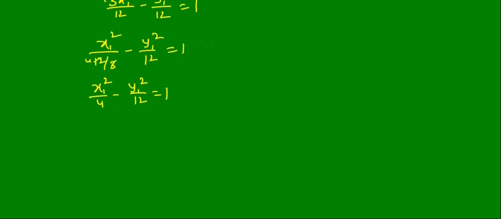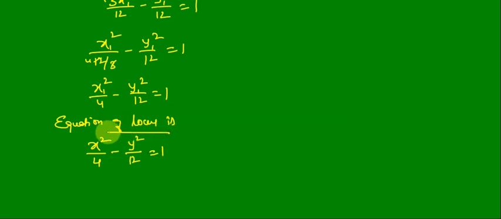So this is the equation of the locus for only one point. So therefore, what is the actual equation of the locus for this problem? Replacing x1 by x and y1 by y, that is x²/4 minus y²/12 is equal to 1. So this is the actual equation of the locus for this problem. Okay.